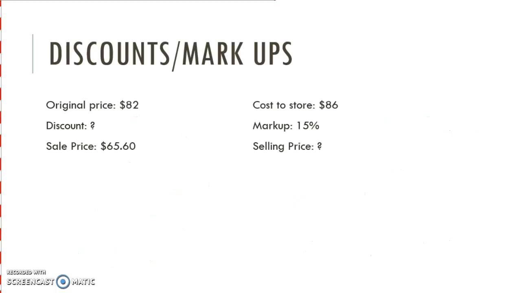Alright, here's our last one for discounts and markups. We have our original price. Here we're asked for our discount. Now, whenever we're asked for our discount, we need to take our original price and our sales price and do something to them, okay? This is one that we didn't get to in class. So when I'm asking for the discount, I'm going to use my equation. Remember, my equation to find discount is A equals P times W. So my whole here is my original price, which was $82, and my part is the sales price, which is $65.60.